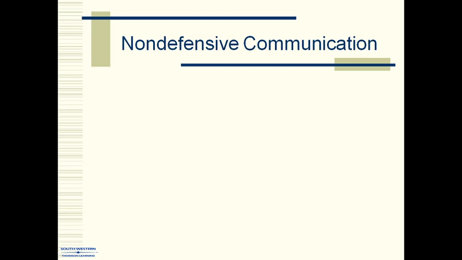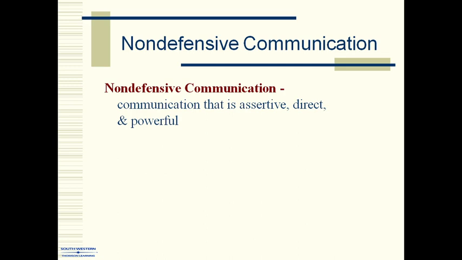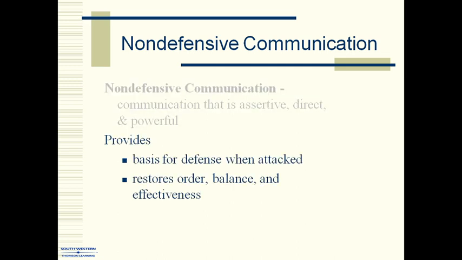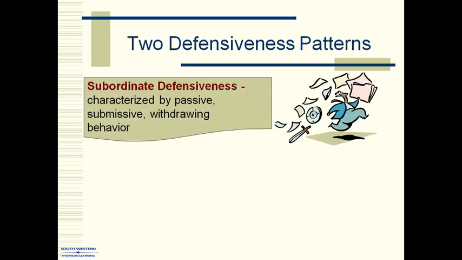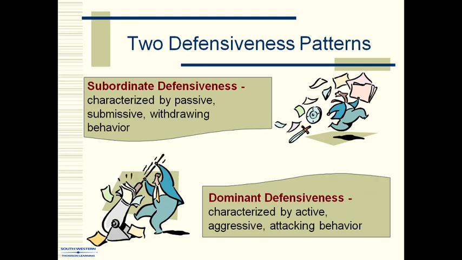So what does non-defensive communication mean? Non-defensive communication is assertive, direct, and powerful, and it also provides the basis for defense when attacked and restores order, balance, and effectiveness. And what are the defensive patterns? Subordinated, that is characterized by passive, submissive, or withdrawal behavior. So these are the two defensiveness patterns that break everything. Or sometimes dominant defensiveness, characterized by active, aggressive, or attacking behavior.